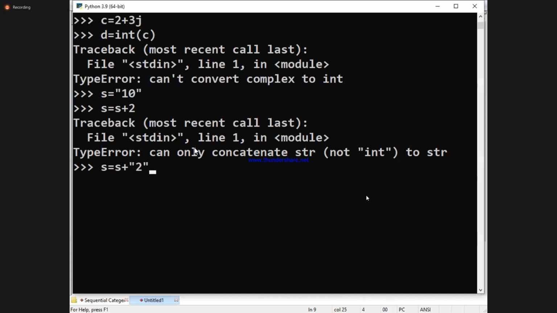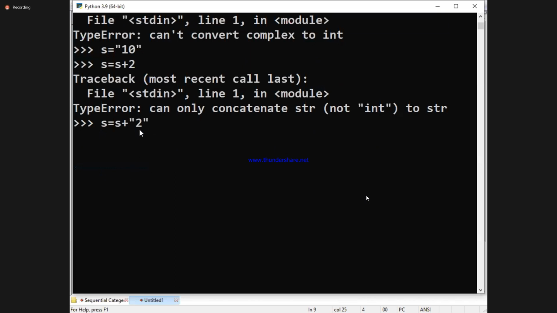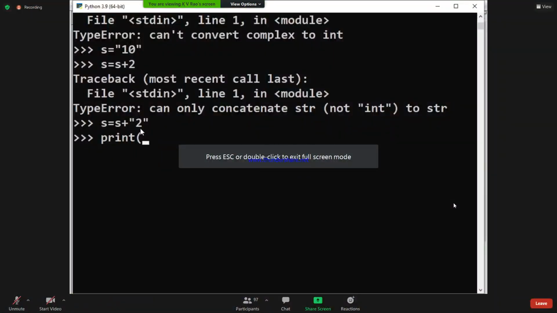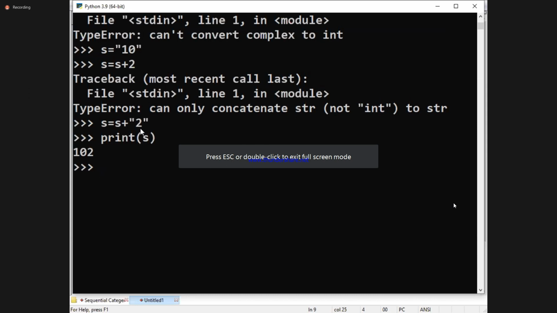What is the answer now? What is the value of S? 10. What is the type of S? STR. What is the type of 2 also? STR. STR plus STR is another STR. What is the operation going on? Concatenation. Print of S, which gives 102. It is called concatenation.